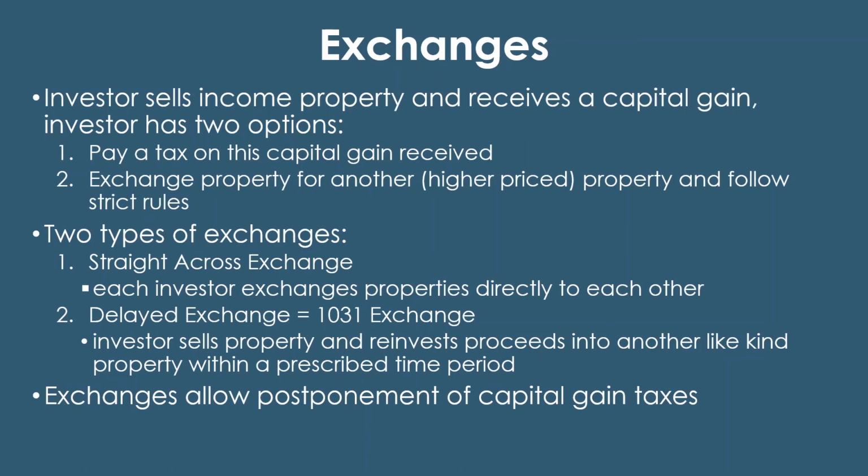Whereas in a delayed exchange, which is what the IRS code of the 1031 exchange is, the investor sells the property and reinvests the proceeds into another like-kind property within a prescribed time period. So this is the delayed exchange. And these exchanges allow postponement of capital gain taxes. So you're not being exempt from paying them, you're just deferring, postponing the payment of the capital gains taxes.